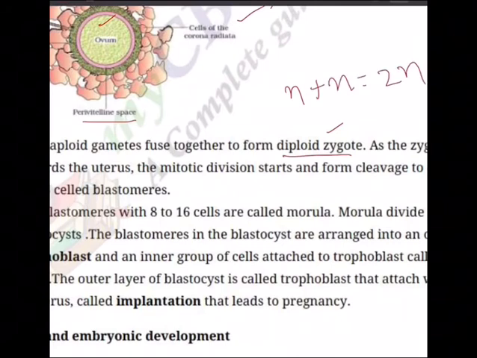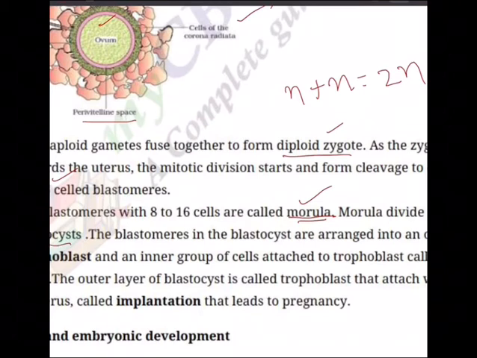Okay. As the zygote moves towards the uterus, the mitotic division starts and forms cleavage to change into 2-celled stage, 4-celled, 8-celled, 16-celled blastomeres. So the blastomeres with 8 to 16 cells are called morula. This is the first one. Morula divides to change into blastocyst.